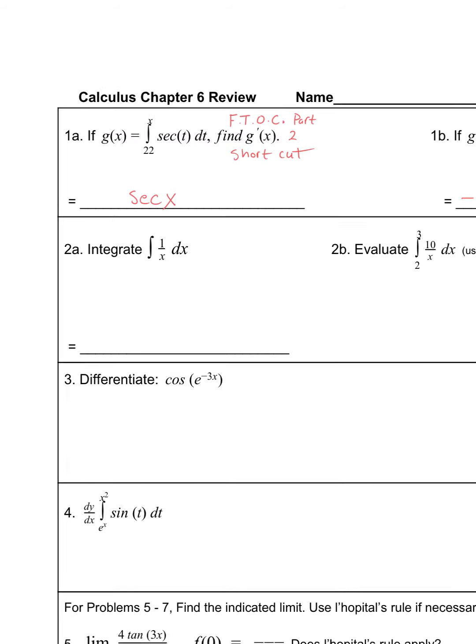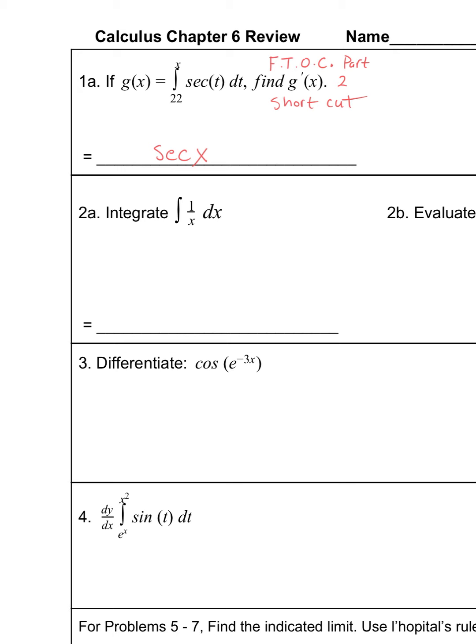All right, let's go to number 2. Integrate. Integrate, if you remember, means find the antiderivative. So if you remember the antiderivative of 1 over x, that's our flashcard. It is ln absolute value of x, and this is an indefinite integral, so don't forget plus c.